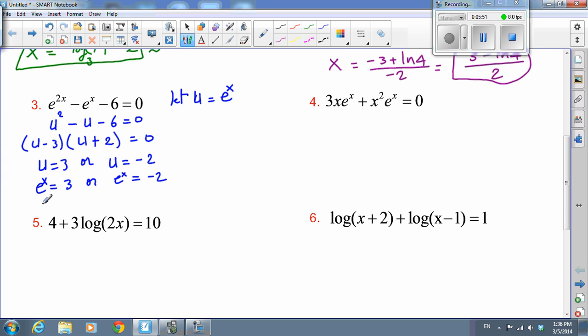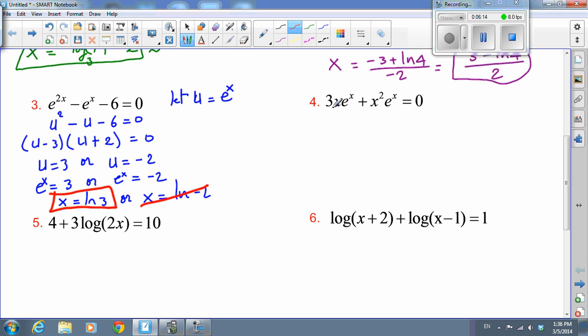Well, at this point, I can solve it. That's the natural log of 3 is equal to x. So I would say x is equal to natural log of 3 or x is equal to the natural log of negative 2. But guess what? You cannot find the natural log of a negative number. So that is not an answer. This is the only answer possible.